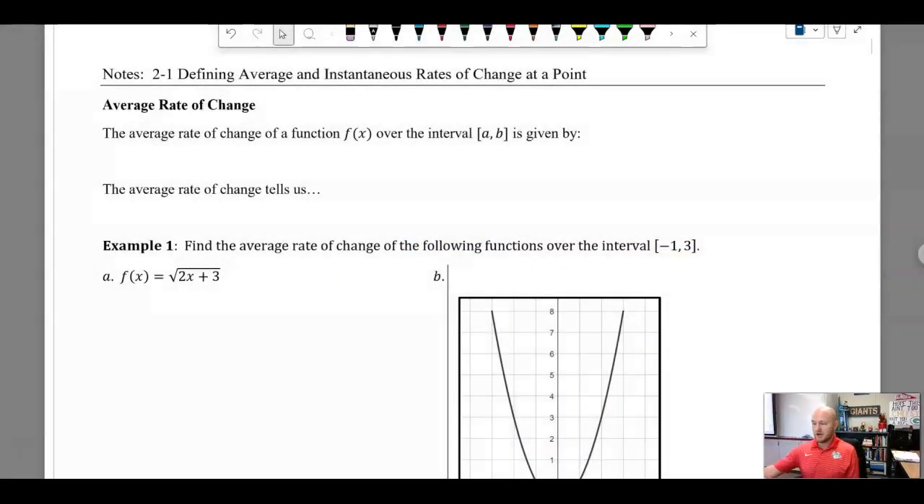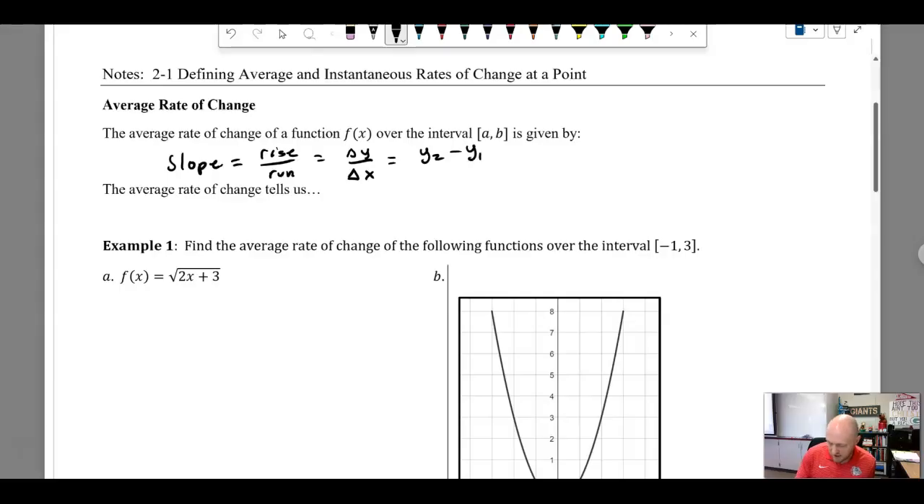And we're going to jump off talking about the average rate of change. What is the average rate of change of a function f of x over an interval a to b? Well, you may know average rate of change as slope, also known as rise over run, also known as delta y over delta x, the change in your outputs divided by the change of your inputs. These are all good. And the essential one that I feel like is engraved into my brain, y2 minus y1 over x2 minus x1.